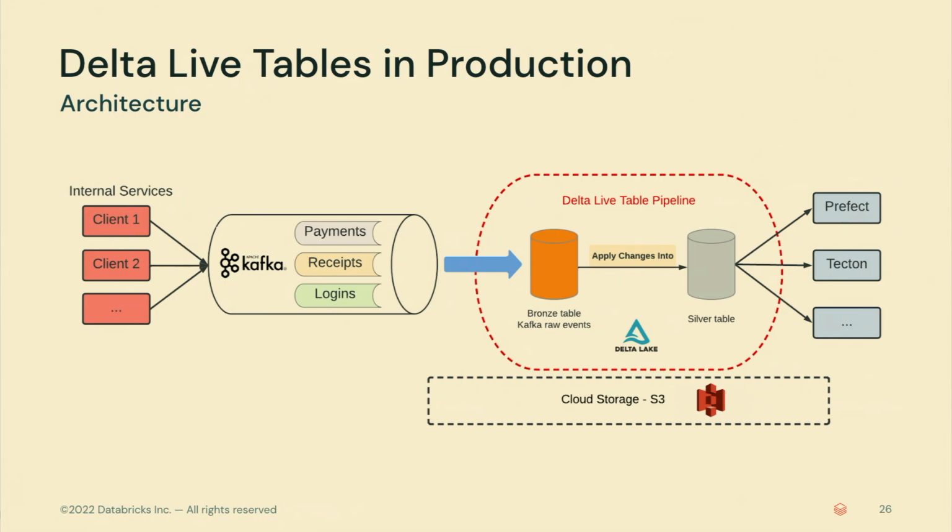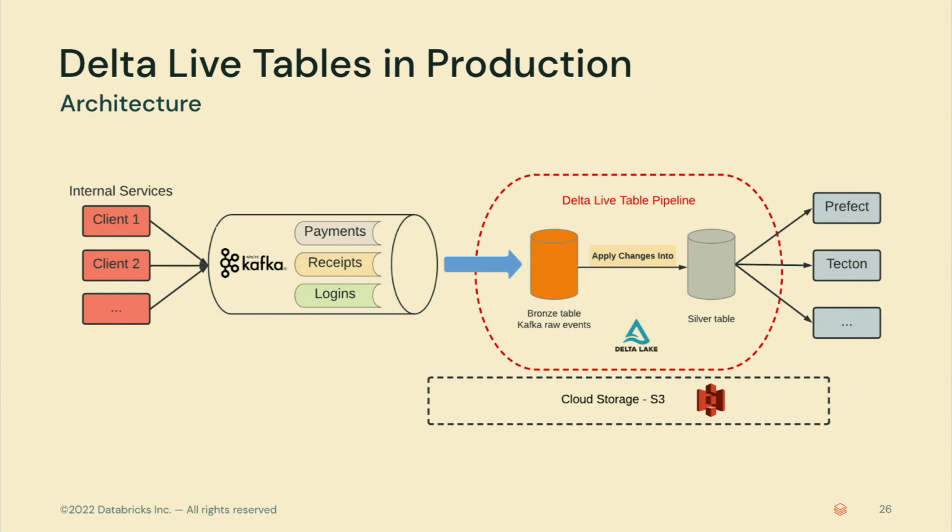The silver table can then be used by other Delta Live Tables pipelines, or it can be used for machine learning model training, scheduled from our Prefect, or it can be used for defining your features with a machine learning feature store like Tecton. That's kind of the overview of the architecture.